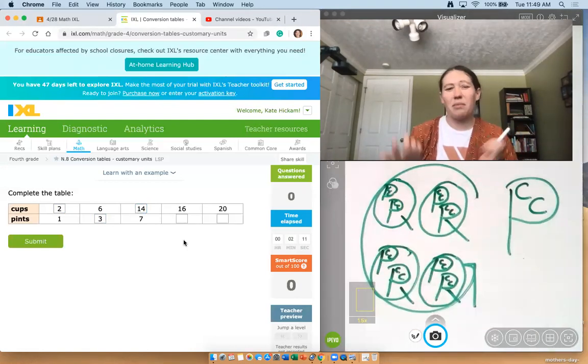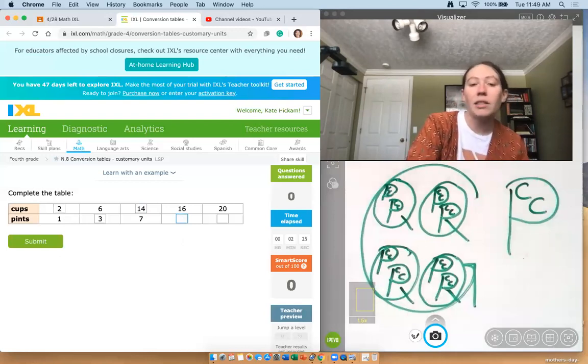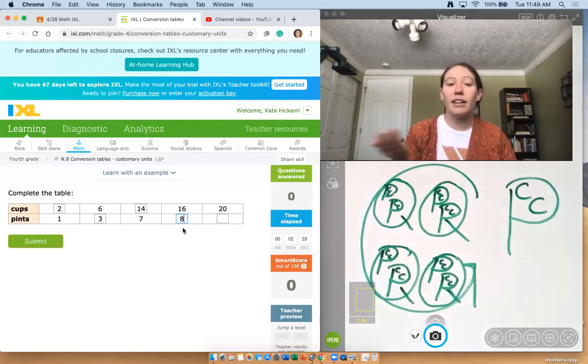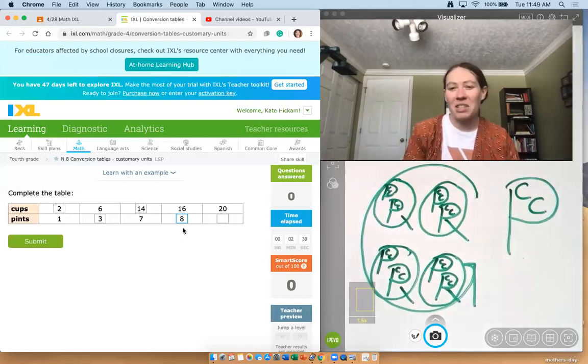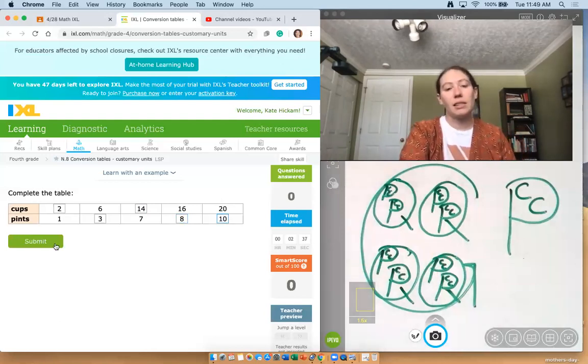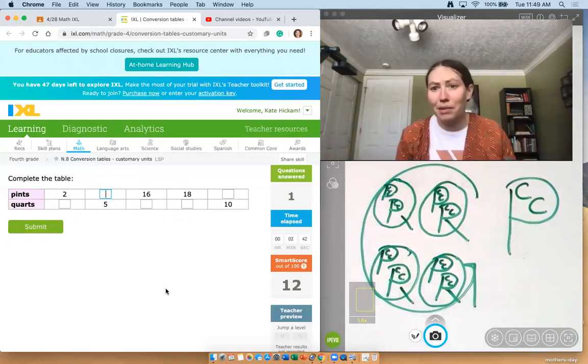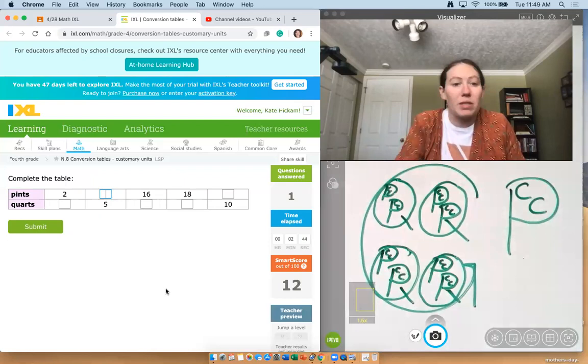Now, I could also think about this in terms of multiplication. I have to times the number of pints by 2. So that means if I have the number of cups, I have to divide by 2. So if I have 16 cups, I have 8 pints, because 16 divided by 2 equals 8. So if I have 20 divided by 2, I'm going to have 10. I'm going to hit submit. And I didn't erase this because I thought, well, my next problem might have it, might as well use it.